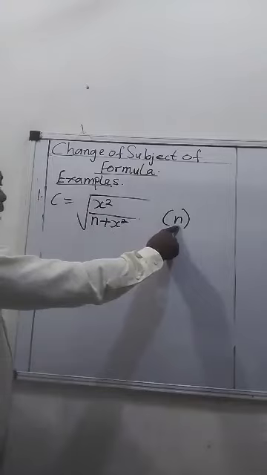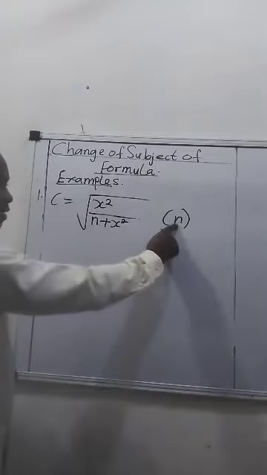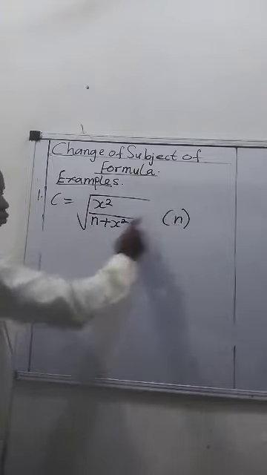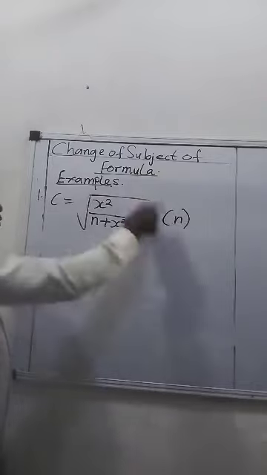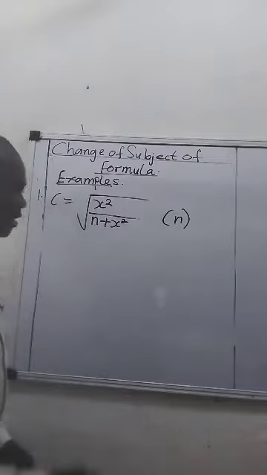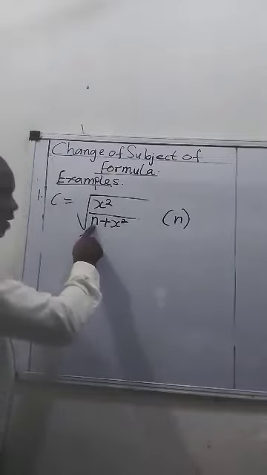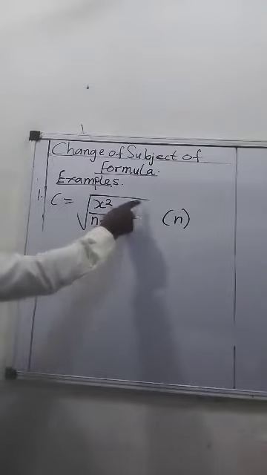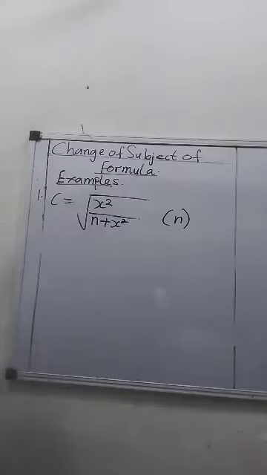So we are making n the subject of formula. And this n in brackets shows that we want to make this n here the subject of formula. Instead of writing C here, it's going to be n. So how do we do that? Since we know that our target is n, the first thing we do is to remove this square root. So how do we remove the square root?